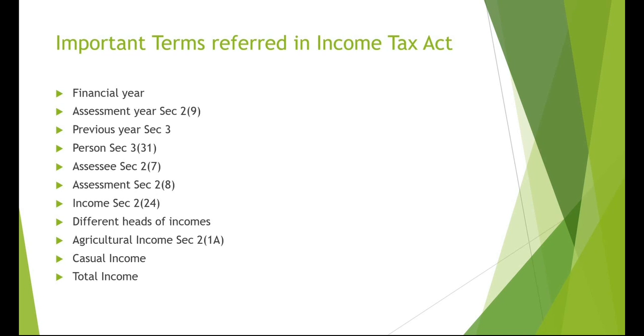Then the next one comes here, total income. So here the total income is nothing but the aggregation of income from all the five heads, such as income from salary, income from house property, income from business or profession, capital gains, and income from other sources, after allowing the deductions under section 80C to 80U via Chapter VI-A, is what we call the total income here.